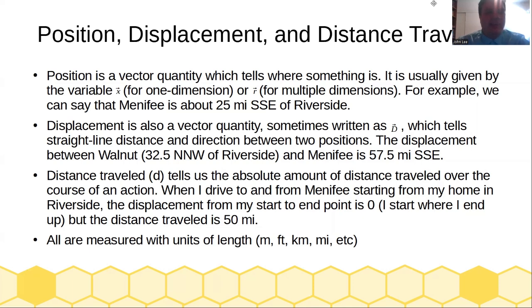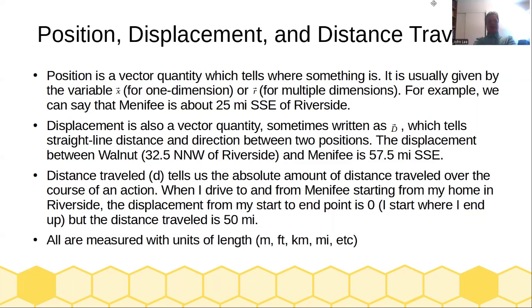For example, we can say that Menifee is about 25 miles south-southeast of Riverside if we treat Riverside as our origin. Displacement is also a vector quantity, sometimes written as big D, which tells the straight line distance and direction between two positions. The displacement between Walnut, which has a position of 32.5 miles north-northwest of Riverside, and Menifee is 57.5 miles south-southeast.